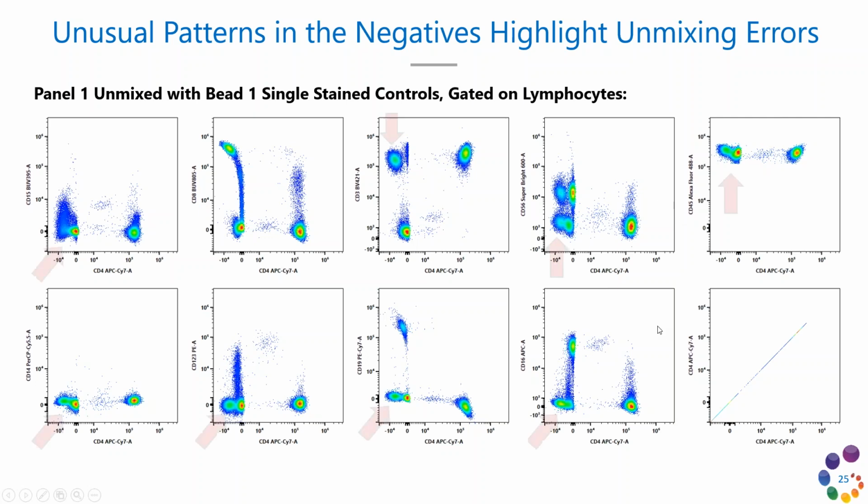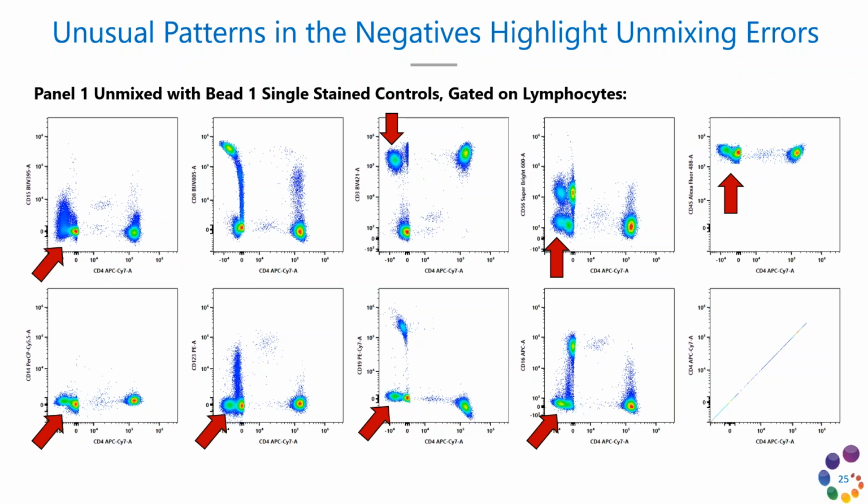And what do you notice? You can see there are all these strange patterns where the negatives are duplicating. Sometimes even the positives are showing these duplicated patterns. So there are clearly a lot of errors in the unmixing in this data, where the spectrum of the single stained control isn't matching what's going on in the multicolor tube very well.